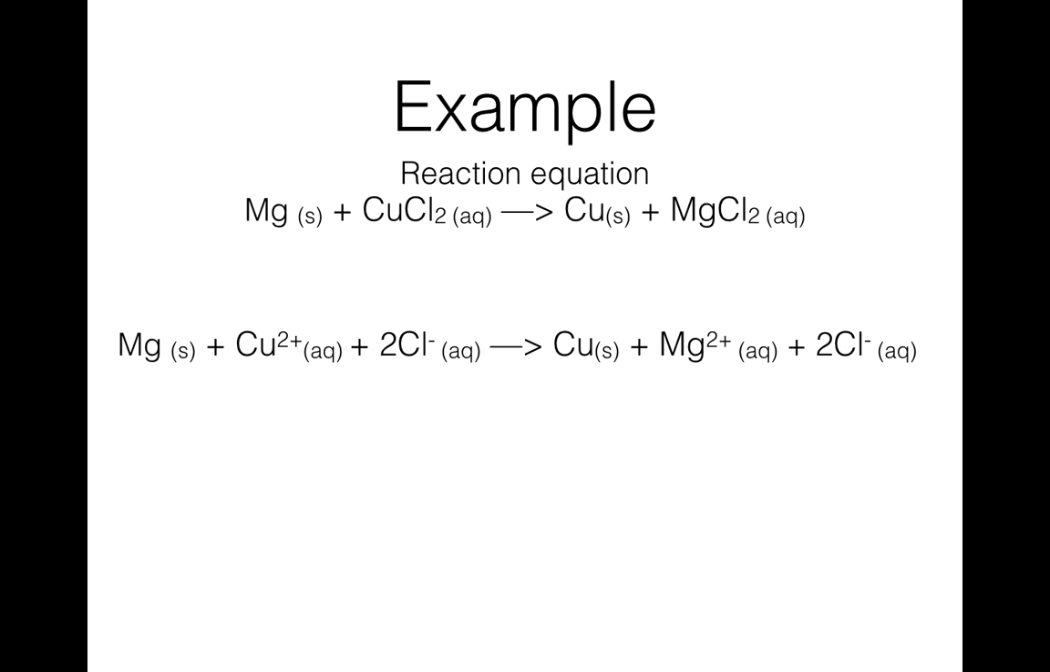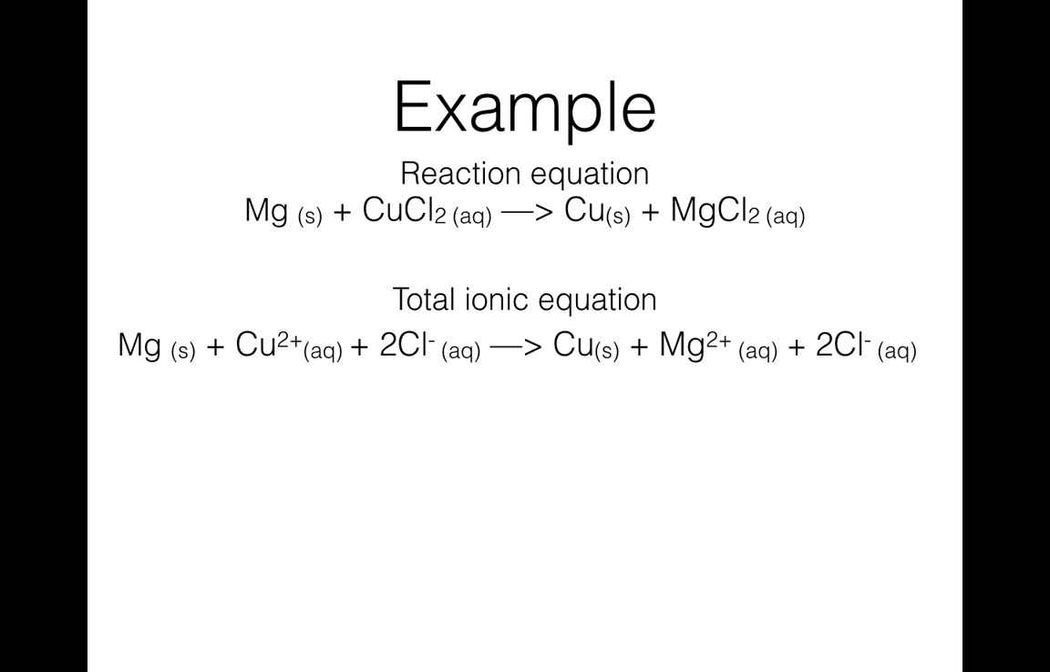And then the same thing on the product side. Copper metal is still written as a solid, it's not dissolved, but magnesium 2 chloride, which is dissolved, can be written as magnesium 2 plus ions and 2 chloride minus ions. And this is what we call the total ionic equation because it shows all of the ions that are present when we do this reaction.